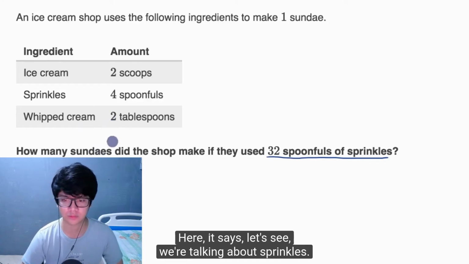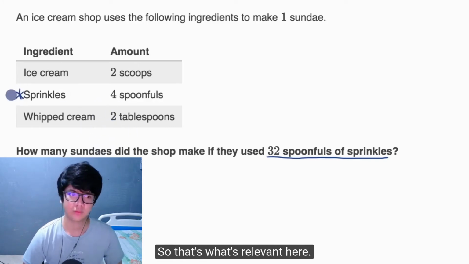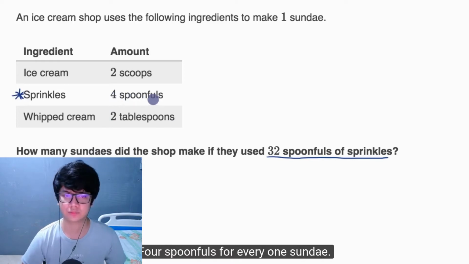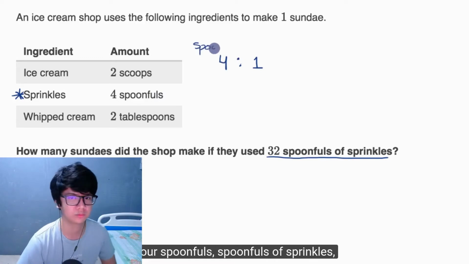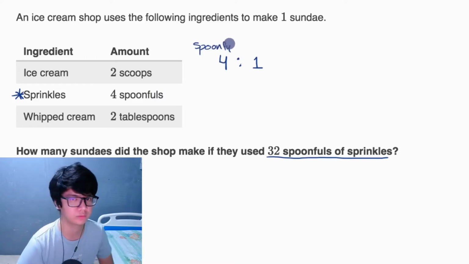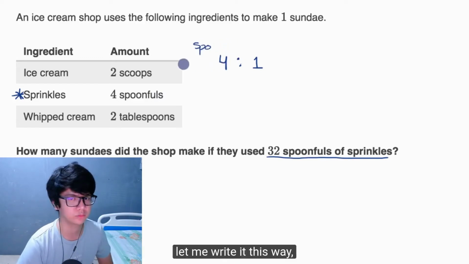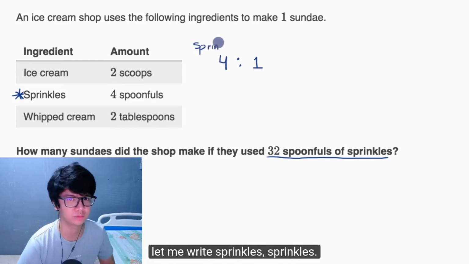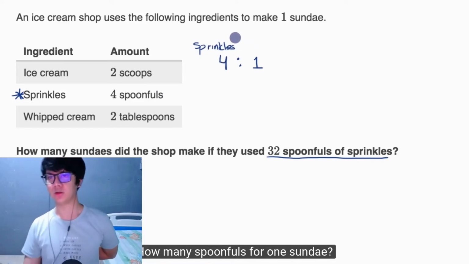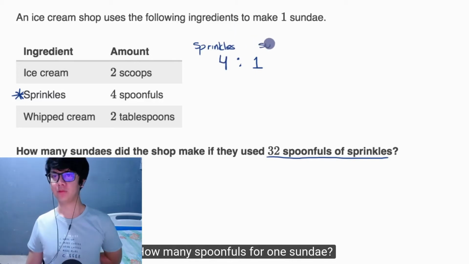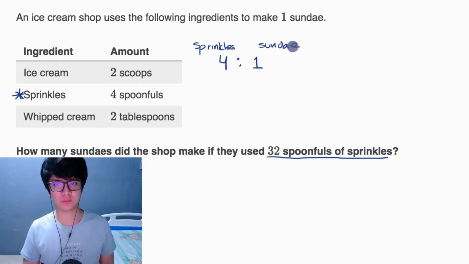So there's a couple of ways to think about it. Here, we're talking about sprinkles, so that's what's relevant here. 4 spoonfuls for every 1 sundae. So we could say the ratio of spoonfuls to sundaes is 4 to 1. 4 spoonfuls of sprinkles. Let me write it this way. Let me write sprinkles. How many spoonfuls per 1 sundae?